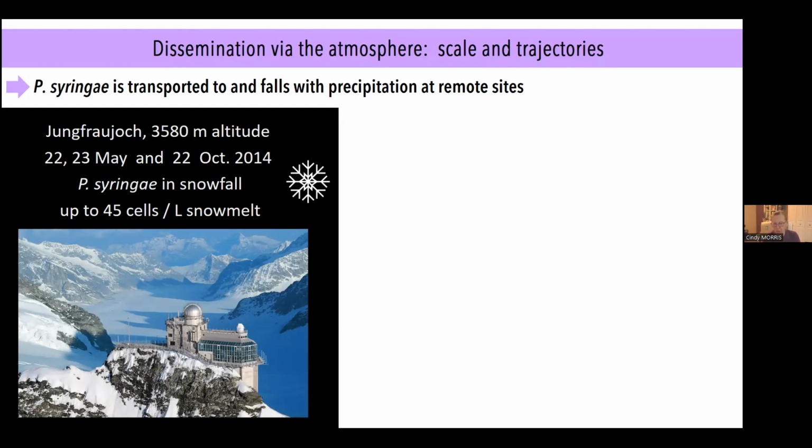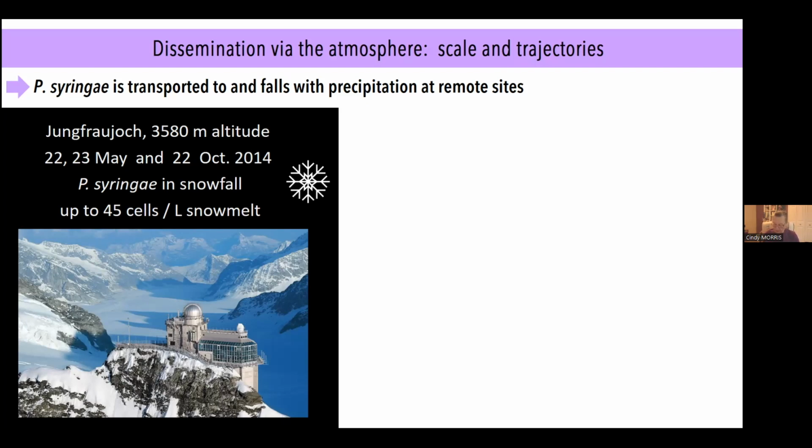And so I had a student who was working on a question about ice nucleation in the atmosphere, and he was collecting snow, and we did the microbiology of the snow. And on a couple occasions, we actually found Pseudomonas syringae in the snow. And so on one date in particular, on 22nd of October, he found 45 cells per liter of snow melt.